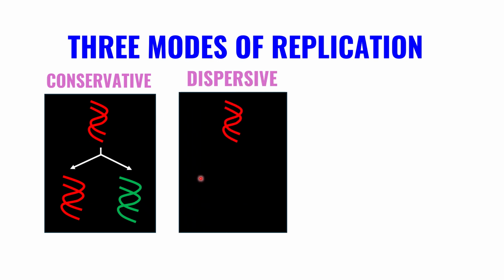According to dispersive mode of replication, old and new DNA are mixed in bits and pieces. Therefore, both strands of each DNA are a patchwork of old, shown here in red, and the new, shown in green. This is dispersive mode of replication.